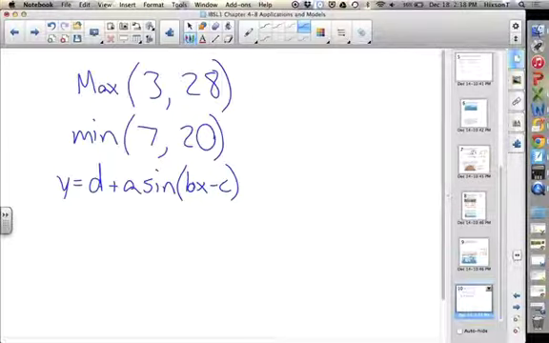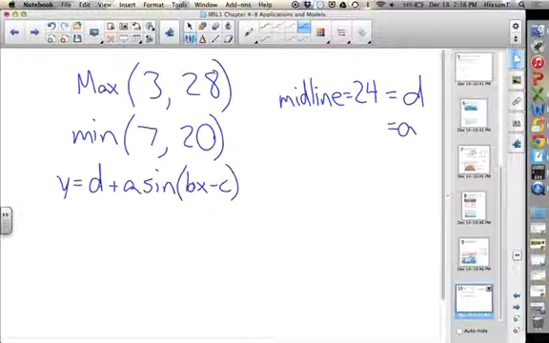What's 24? The midline. The midline is 24, which is also what in our equation? D. So 24 is D. That's our midline. So good, our amplitude is 4. Our amplitude is 4 because the distance between the max and the min is 8. So half of that is 4. Okay, so that's our amplitude.